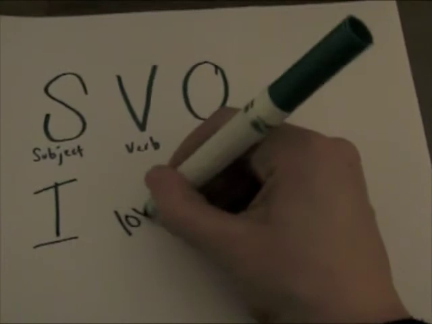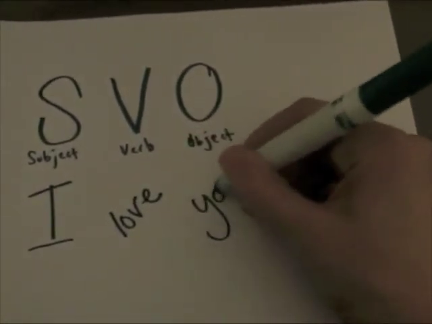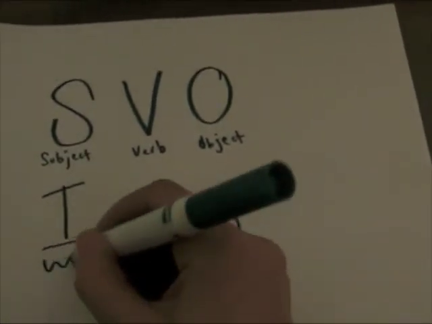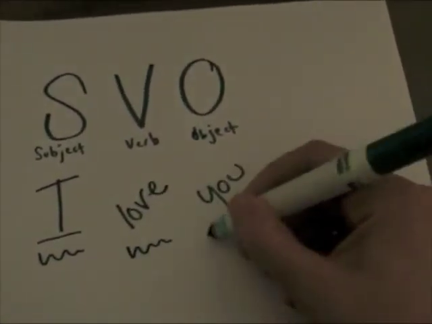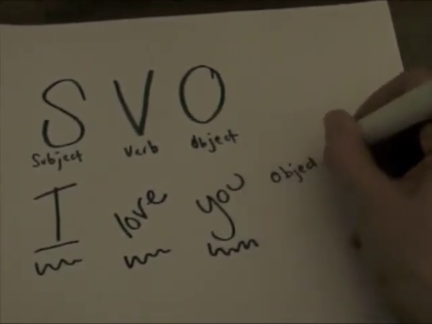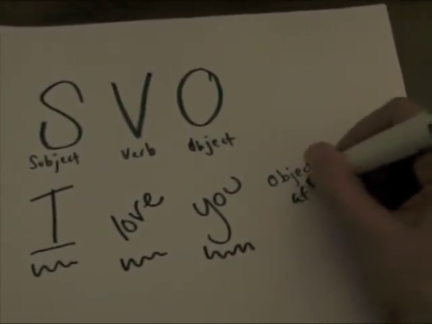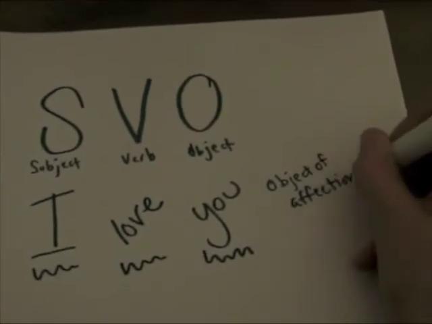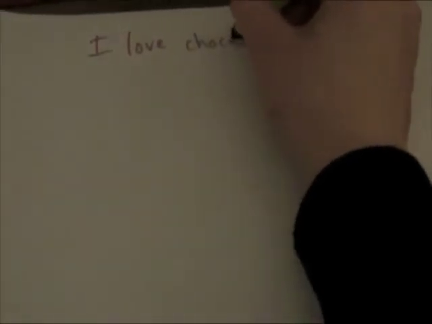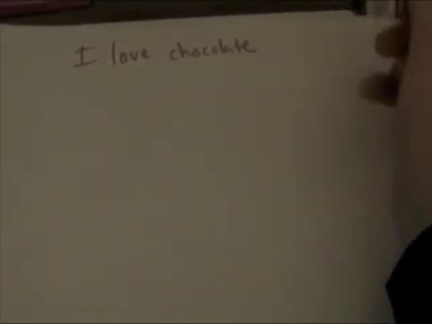If you ever forget this, you can remember the sentence, I love you. I being the subject, love being the verb, and then you being the object of that person's affection. So you can remember that you would be the object, since object is probably the part of speech you've used the least. I could say, I love chocolate. Then chocolate becomes the object of my affection.